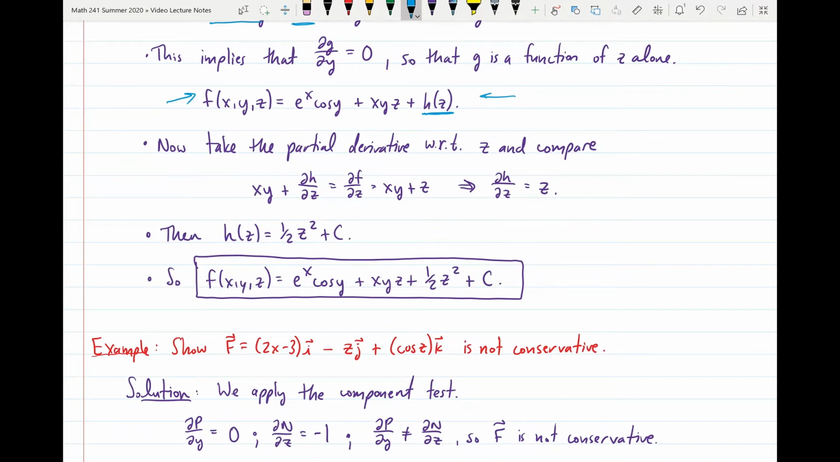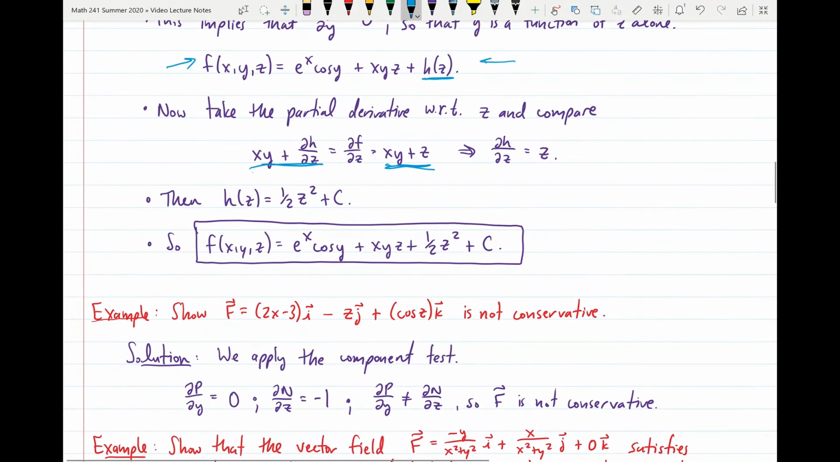So if we take the partial derivative with respect to z, we get an x times y plus the partial derivative of h with respect to z. And again, we set that equal to what we expect the partial derivative of f with respect to z to be. And that'll be this xy plus z here. So we get xy plus partial h with respect to z is equal to xy plus z. And again, doing a little bit of algebra, we end up finding that the partial derivative of h with respect to z is just equal to z.